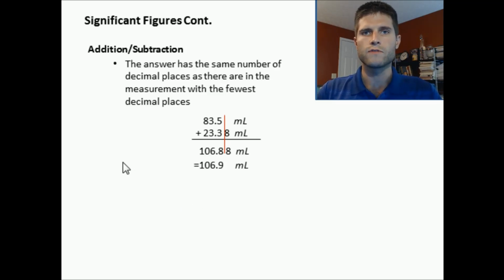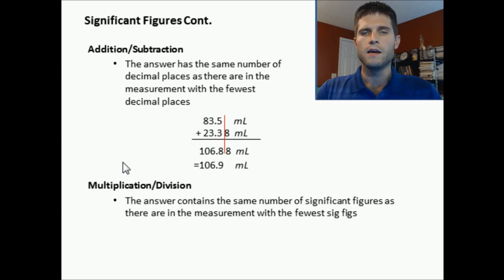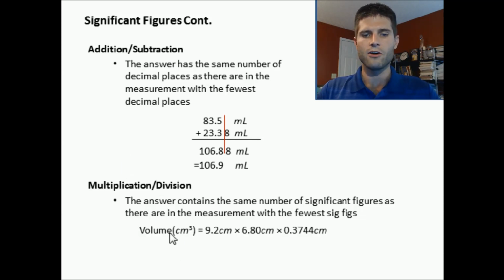Now let's see the rule for multiplication and division. The final answer will contain the same number of total significant figures as the value of the previous numbers that has the least number of significant figures. That might be a little confusing, so let's look at an example. Let's take the volume. We're going to multiply three numbers together. Each one has a different number of significant figures. 9.2 centimeters has two significant figures. 6.80 centimeters has three significant figures. 0.3744 centimeters has four significant figures.